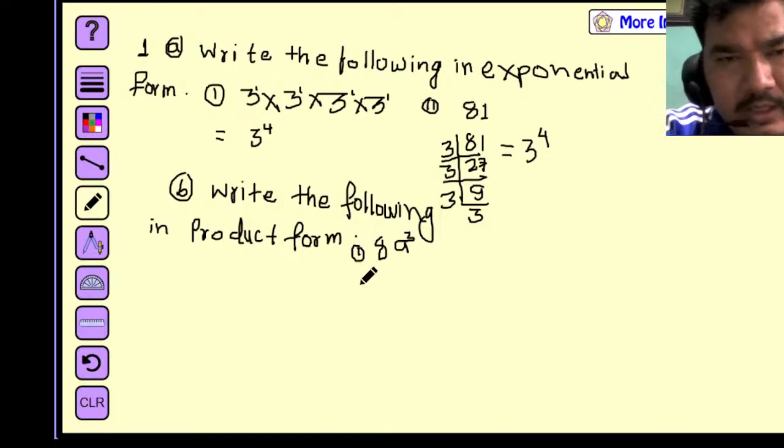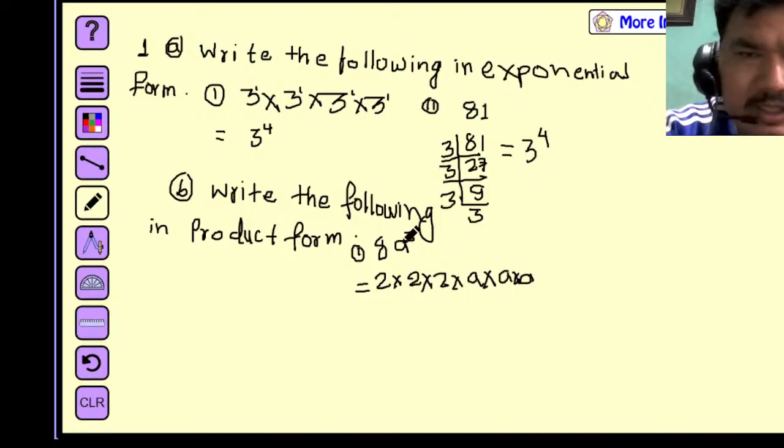Then what to do here? We write 8 as 2 into 2 into 2, which we know already, so we don't need to factorize it directly. We can write 2 multiplied by 2 multiplied by 2, and a cube means a multiplied by a multiplied by a. This is how we wrote the power expression in product form.